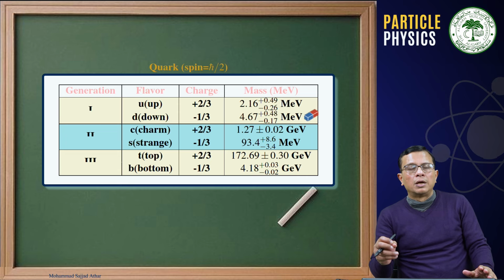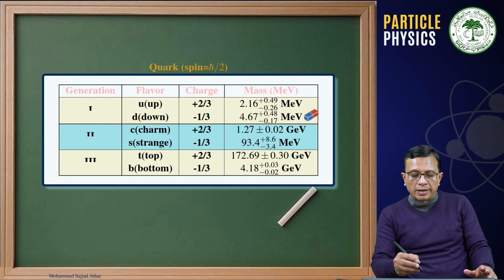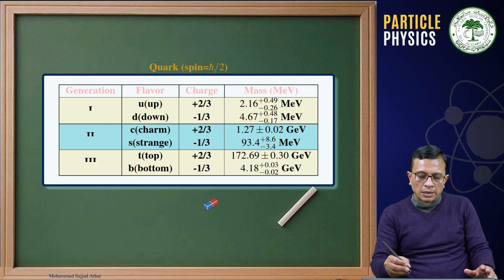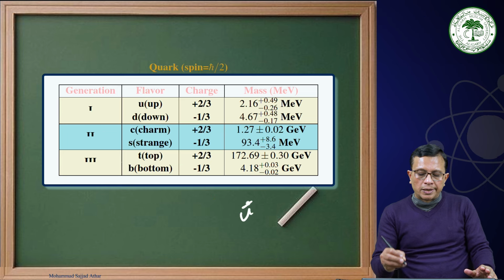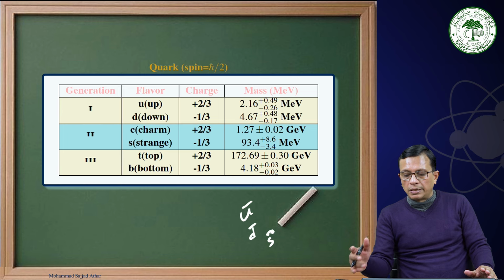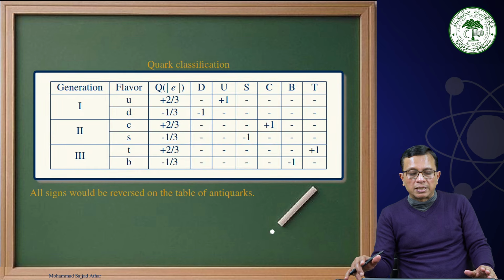These are the models which predict the quarks in the free state. Then we have the limit on the mass of the top quark which has been observed, which is around 173 GeV. And then we have anti-U, anti-D, anti-S, and similarly 6 anti-quarks. Therefore, we have 6 quarks and 6 anti-quarks, and this is how we talk about the quarks inside the hadrons.